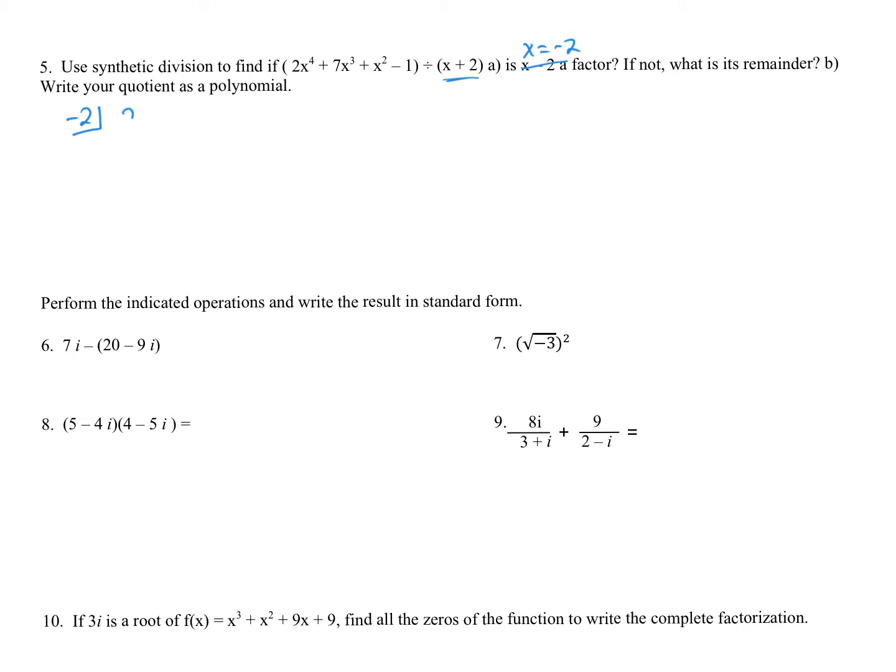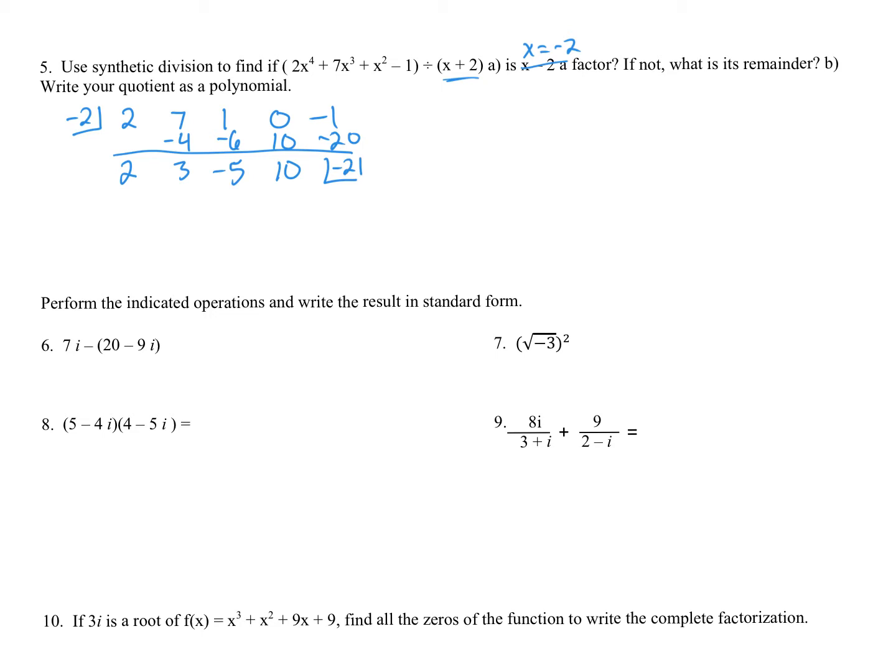We have 2, 1, 0, -1. So now we're just going to synthetically divide. Bring down the 2, multiply to get -4, add 3, multiply to get -6, add -5, multiply to get 10, add 10, multiply to get -20. So our remainder is actually -21.